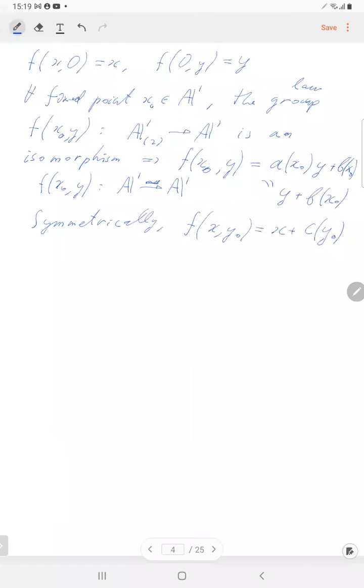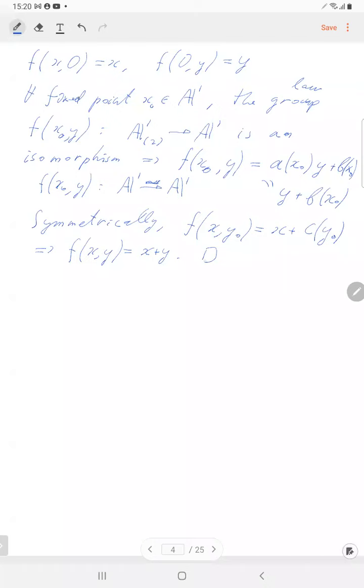Why did the x0 become 1? I cannot quite hear you. Just because we know that f of 0y is y. And so it means that f of xy is just x plus y.